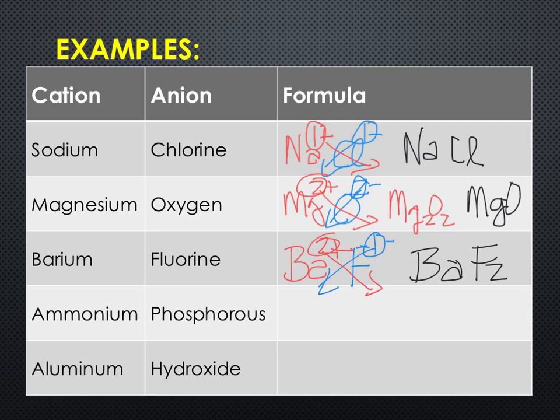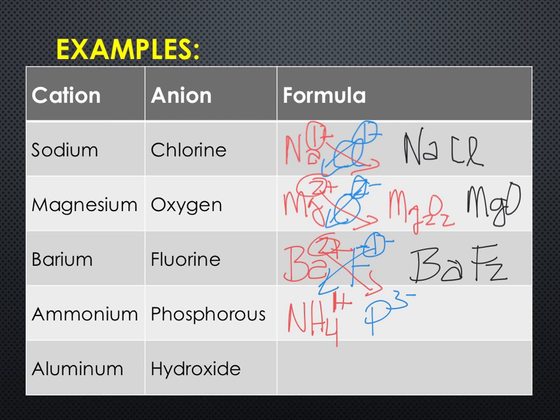All right, and then the next one is the ammonium ion. Now remember, the ammonium ion is NH4 plus. That's on your polyatomic ion sheet. So the whole thing is NH4 plus 1. It's not just the H, so that's plus 1. And now the phosphorus is going to be 3 minus.